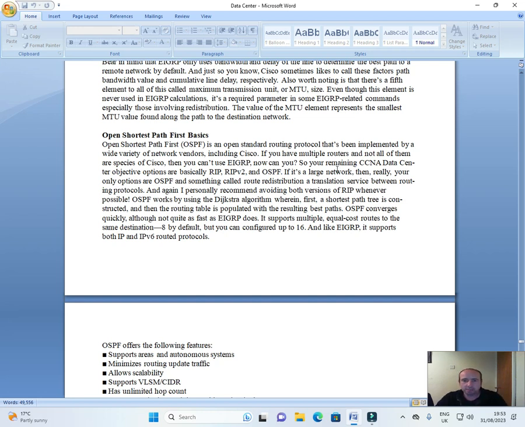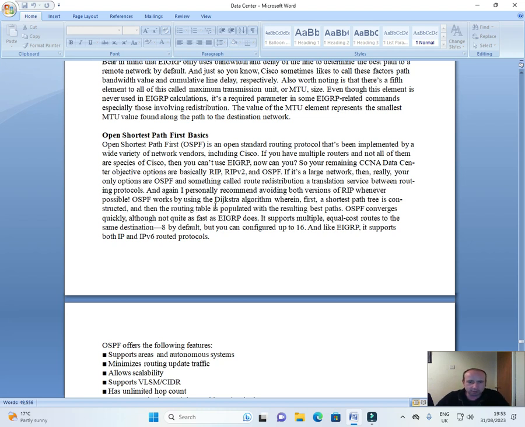So your remaining CCNA data center objective options are basically RIP, RIPv2 and OSPF. If it's a large network, then really your only options are OSPF and something called route redistribution, a translation service between routing protocols. And again, I personally recommend avoiding both versions of RIP whenever possible.